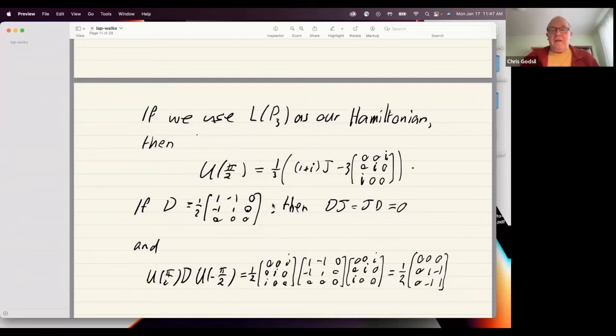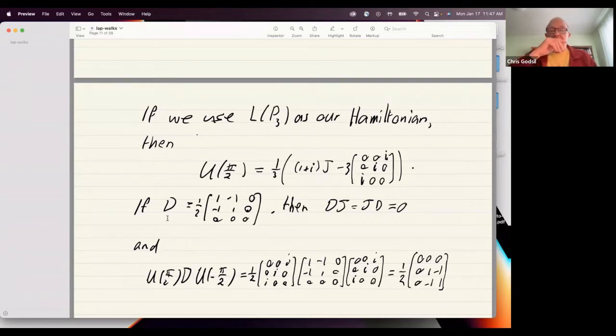Once you discover the spectral decomposition, you find that at time pi on 2, U of pi on 2 is equal to this little expression. What matters here is that it's a constant times J minus 3 times this backward permutation matrix. Now, if you've worked with vertex state transfer, you've seen this matrix before. It's a permutation matrix that swaps the two vertices of degree 1 on the path.